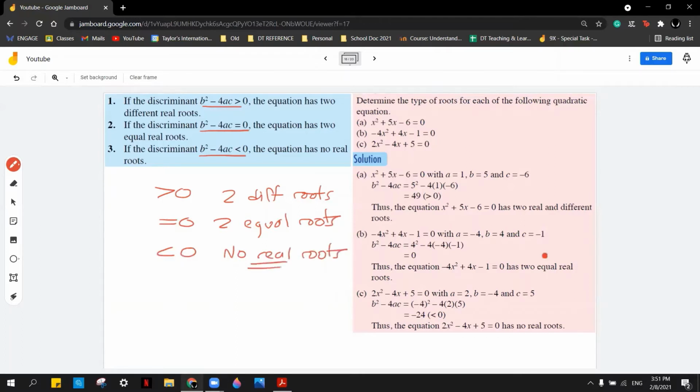Okay, so why are there no real roots? That's another day for another topic. Anyway, let's look at these examples here.